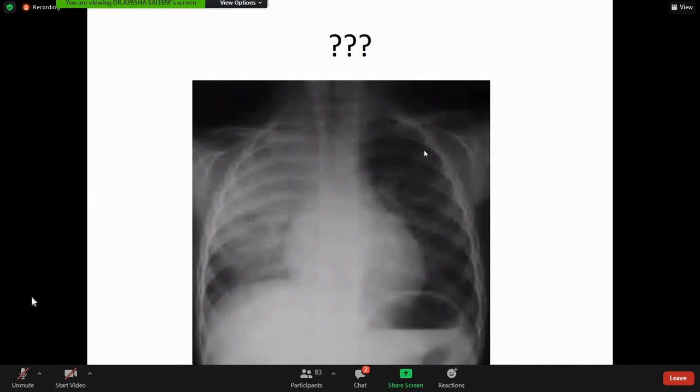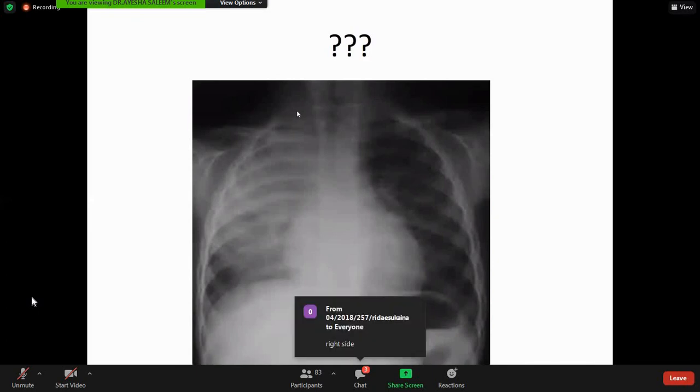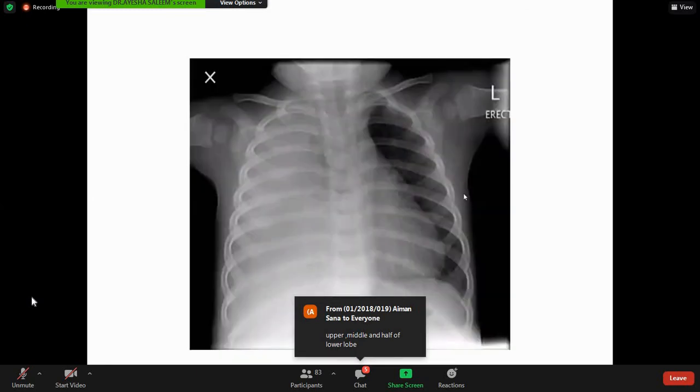Lobar pneumonia of the left side or the right side, upper lobe, middle lobe, lower lobe, which lobes are involved? You can see the homogeneous opacity on the right side, which is involving the right upper, middle, and part of the lower lobe also. Yes.